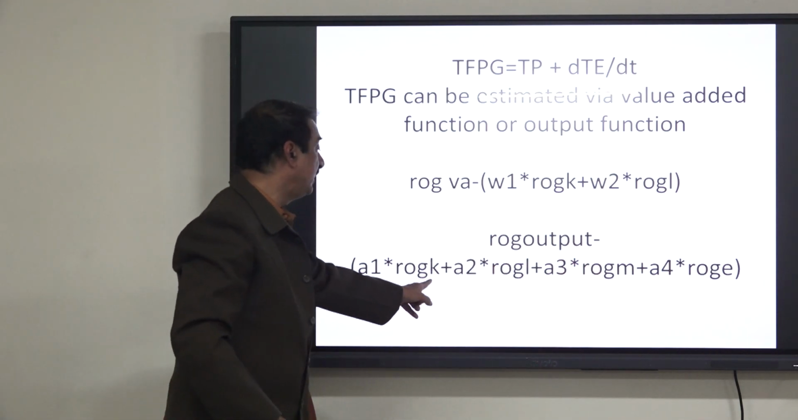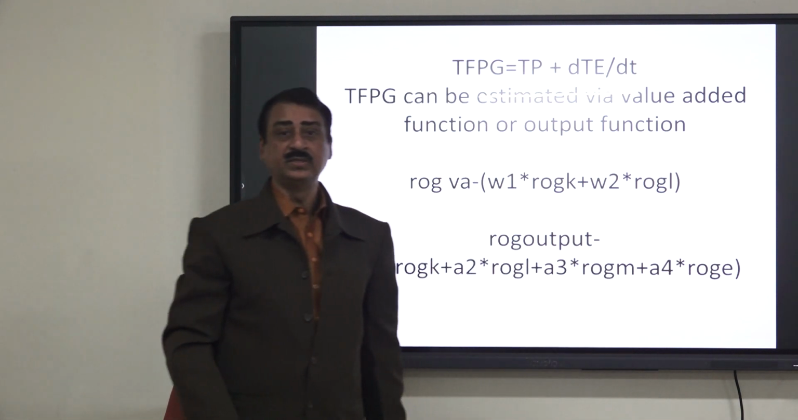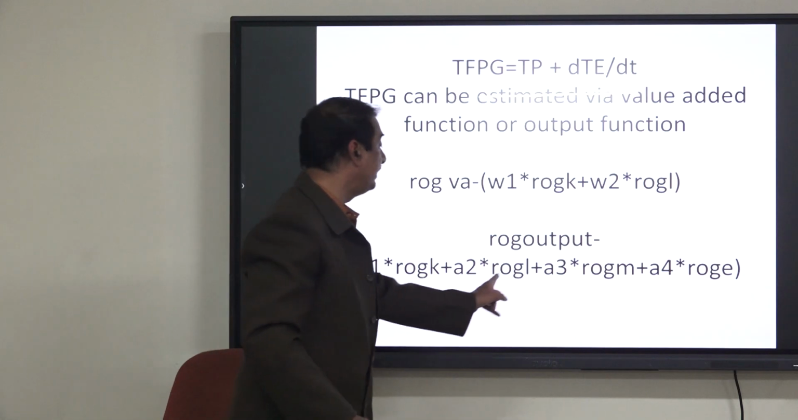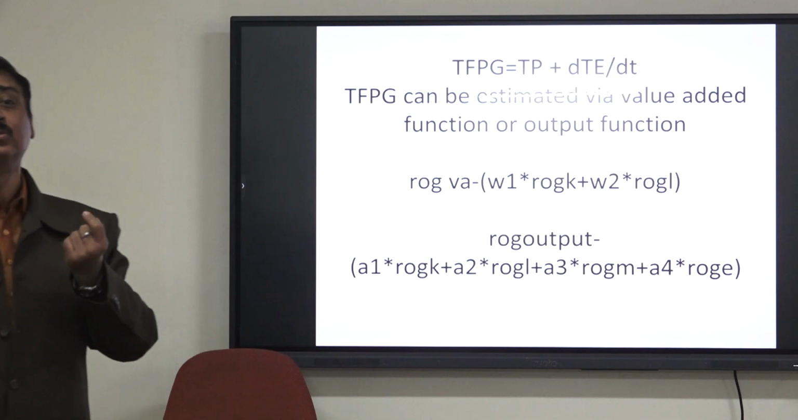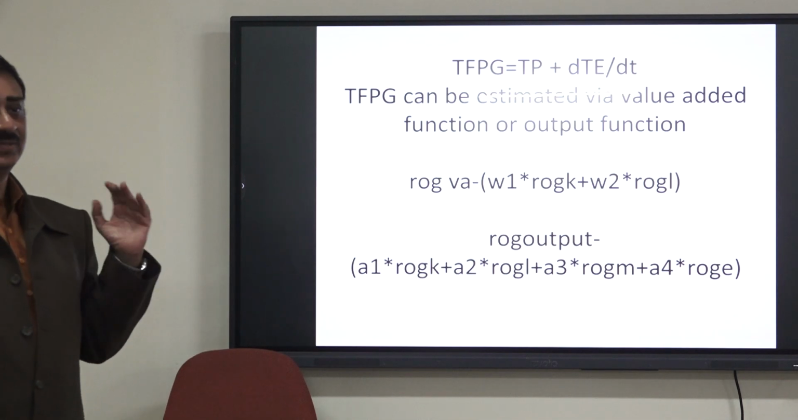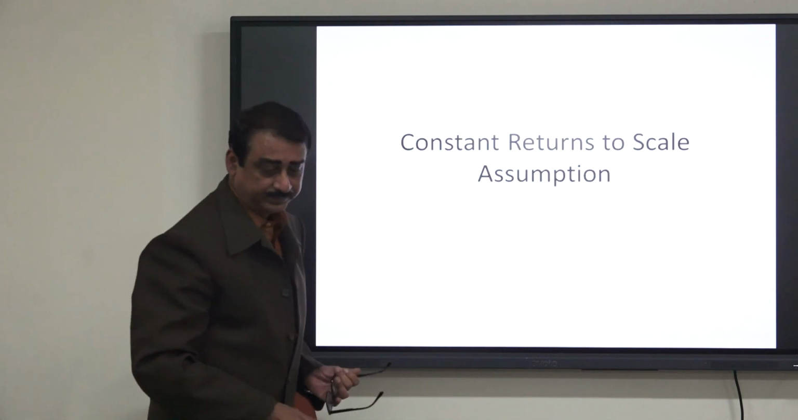Rate of growth in capital, rate of growth in labor, rate of growth in material, rate of growth in energy. And what are the weights? A1, A2, A3, A4. So the whole question is how do you work out those weights? That is the crucial point. I will come to that.